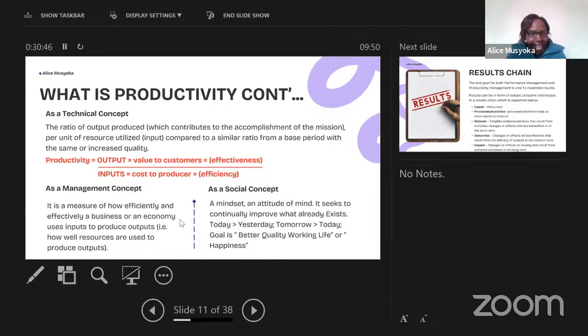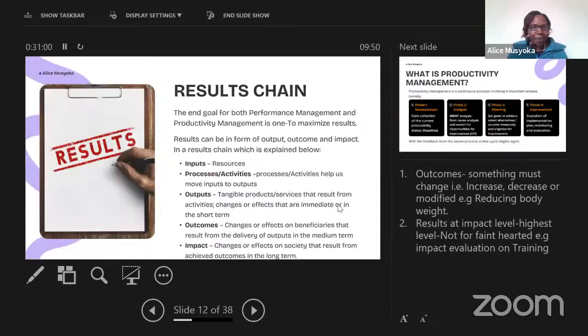Someone, is it possible to have an increase in performance without a matching increase in productivity? Okay, food for thought. We will think about that.